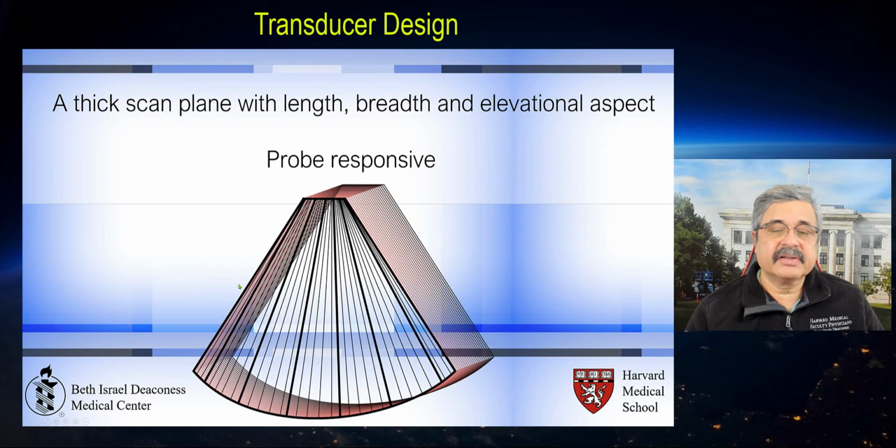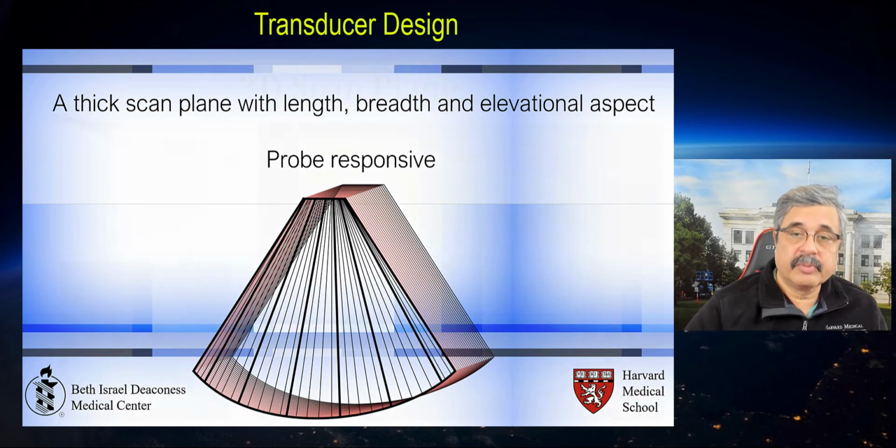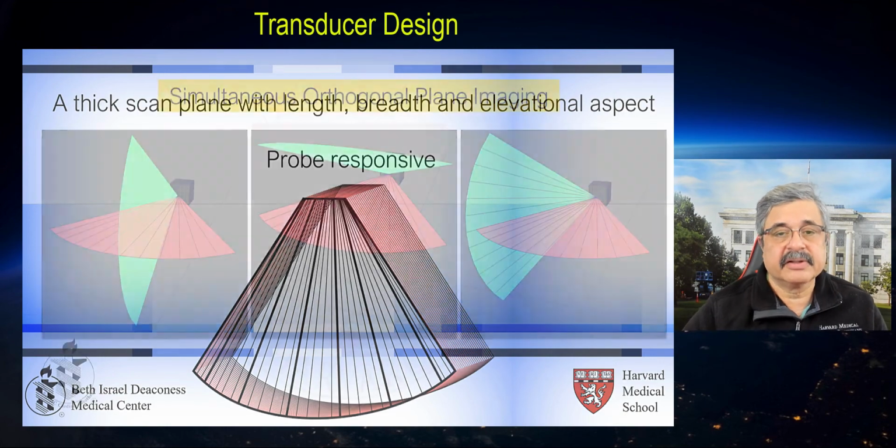Now, as a result of this, this is referred to as a frustum, a thick scan plane with length, breadth, and an elevational aspect, which is also probe response. So that's what a 3D ultrasound system produces.